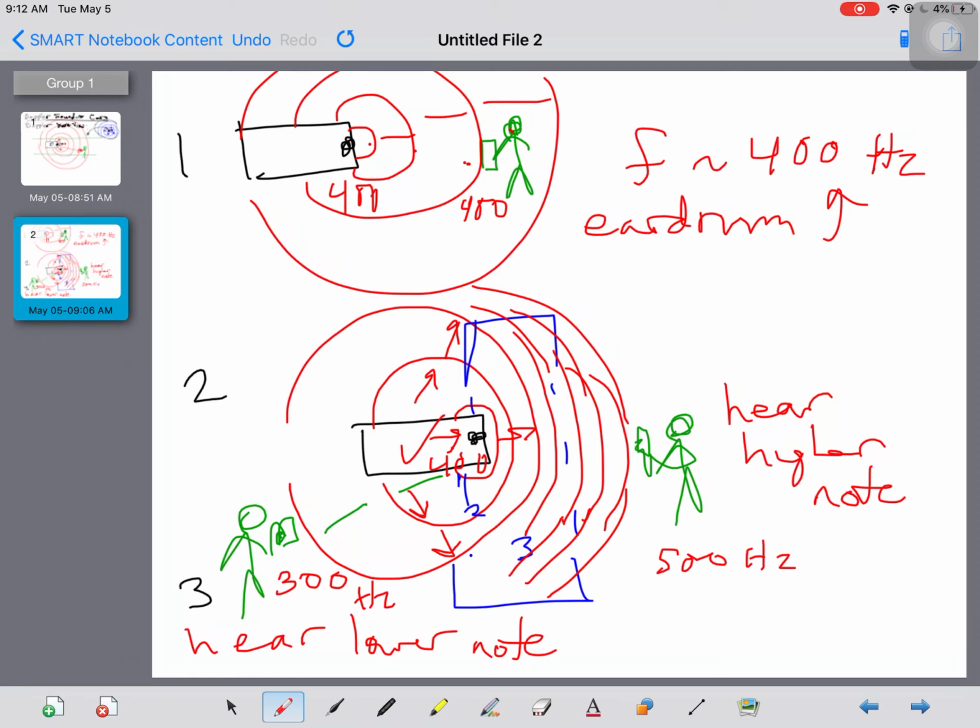that's the Doppler effect. So the car itself has not changed. It's still playing the same 400 hertz. But if it drives towards someone, they will hear a higher note. You actually hear a higher note. And when it drives away from someone, you actually hear a lower note. That's really the essence of what's going on.